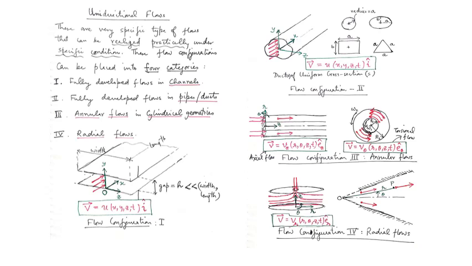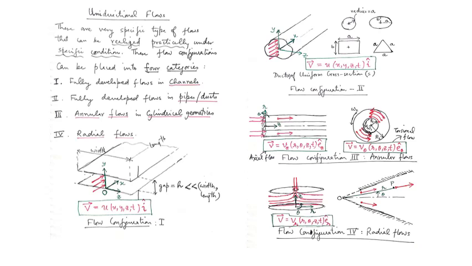The first is fully developed flows in channels, the second is fully developed flows in pipes and ducts, the third is annular flows in cylindrical geometries, and the fourth and last is radial flows. By and large, the categorization is quite self-explanatory in the sense that, for example, if you look at the first category, the figure is shown at the bottom, flow configuration 1.